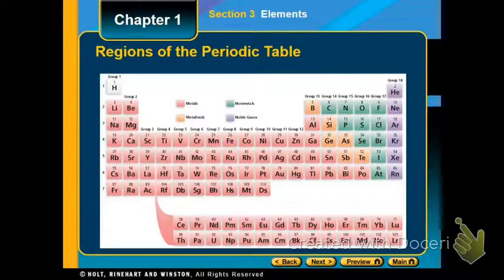This is Chapter 1, Section 3. So we're going to look at some of the elements in the periodic table, the basic breakout of the periodic table. Please have your periodic table handy to look at as we go through this particular section.